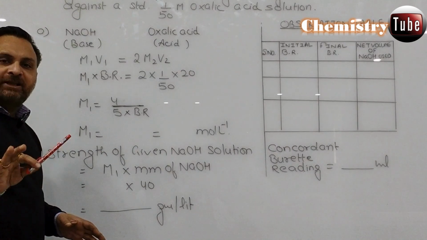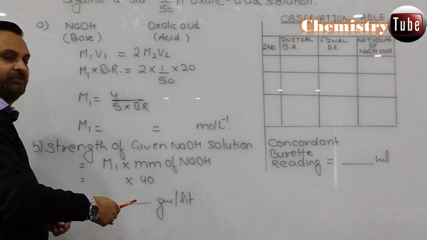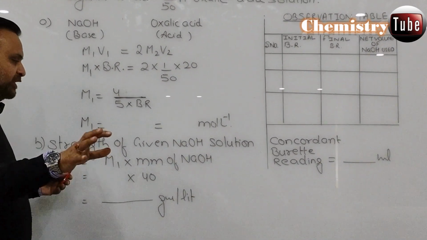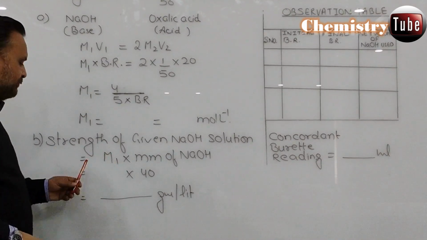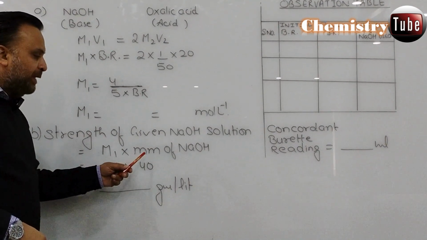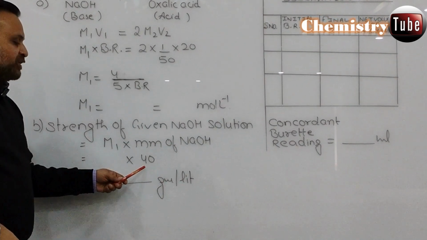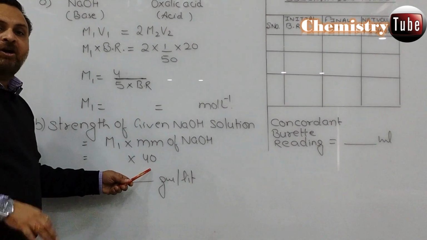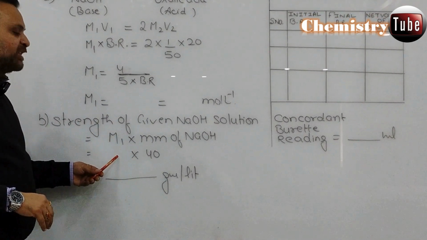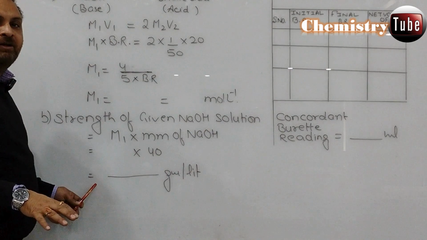And after determining the molarity of the NaOH solution, we can calculate the strength of the given NaOH solution using this formula. What is the formula of strength? Strength of NaOH solution is equal to the molarity of NaOH solution multiplied by the molar mass of NaOH, and we know the molar mass of NaOH is 40 gram per mole. Now the only thing we have to do is put the value of the molarity of NaOH solution in this formula, and we will get the strength of NaOH solution in gram per liter.